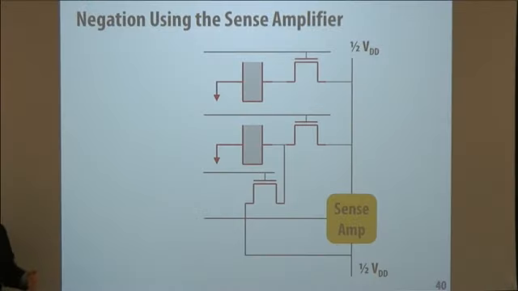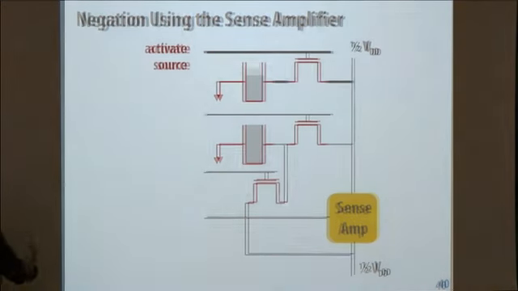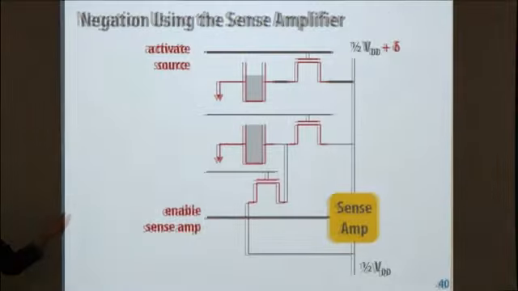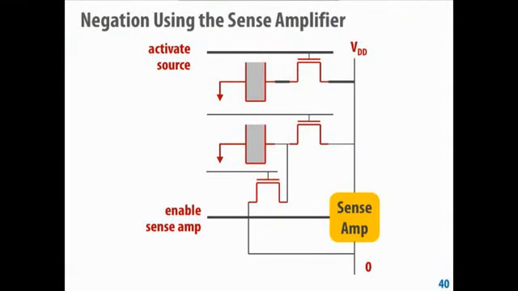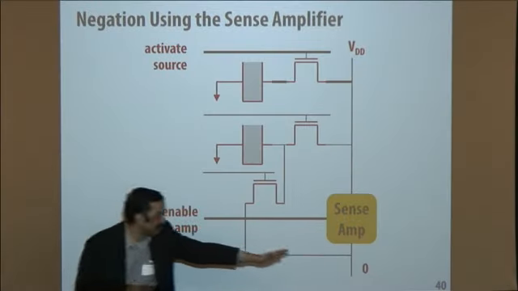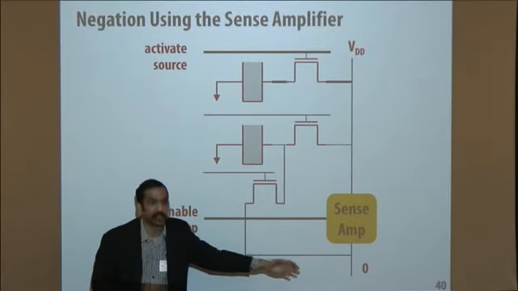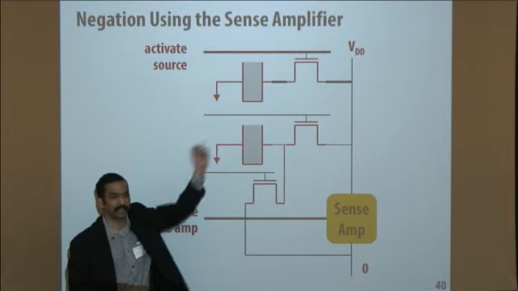Right? So initially we will activate the source cell, which will go through the series of steps that I described in a couple of slides before. And at the end of the whole operation, the source cell will be fully charged. The bit line will be at VDD, but the other side of the sense amplifier will be at 0, which represents the negation of the data that was there in the source cell.